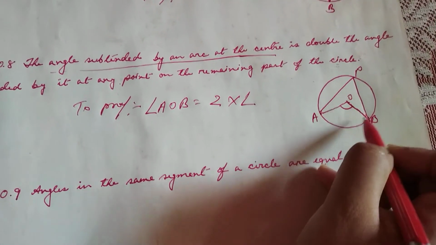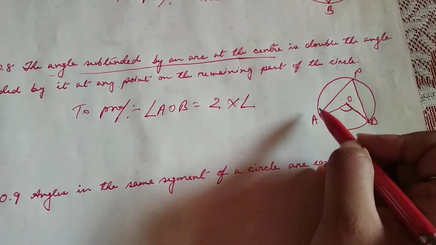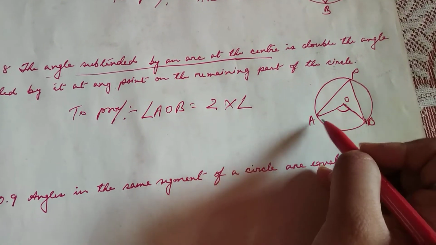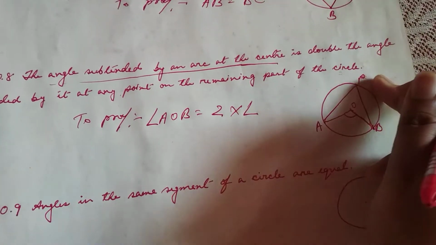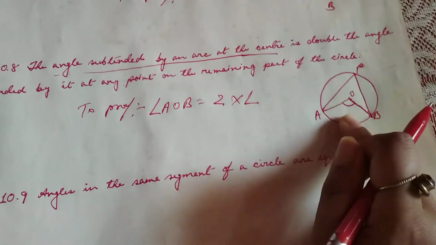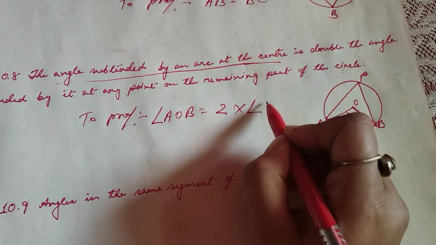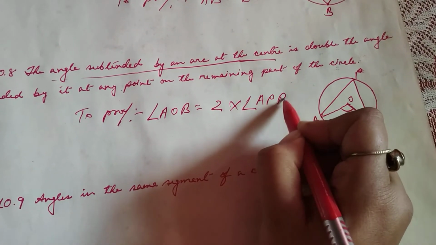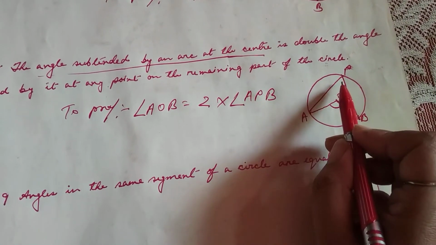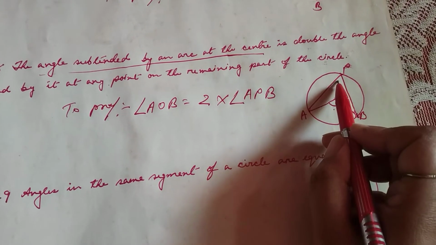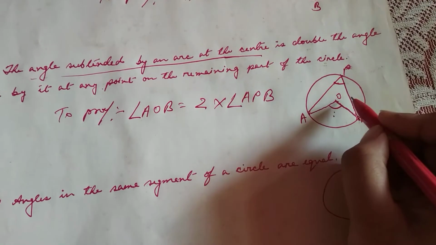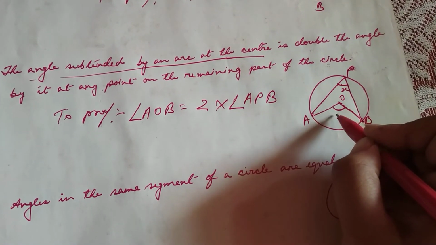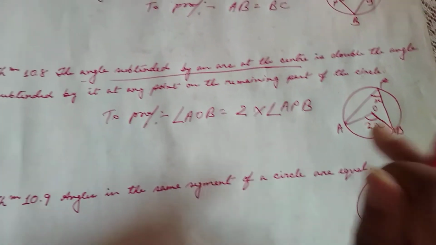AB ने फिर से एक और एंगल बनाया है दूसरे पॉइंट पे, मेजर आर्क के दूसरे पॉइंट पे एक और एंगल बनाया है, तो वो उसका 2 गुना होगा सेंटर पे. That is angle APB. That means if this is 10, this will be 20, this will be 60, then this will be 120. Understood? Means whatever the angle is here, the center angle will be twice of it. Okay, so this is theorem 10.8.